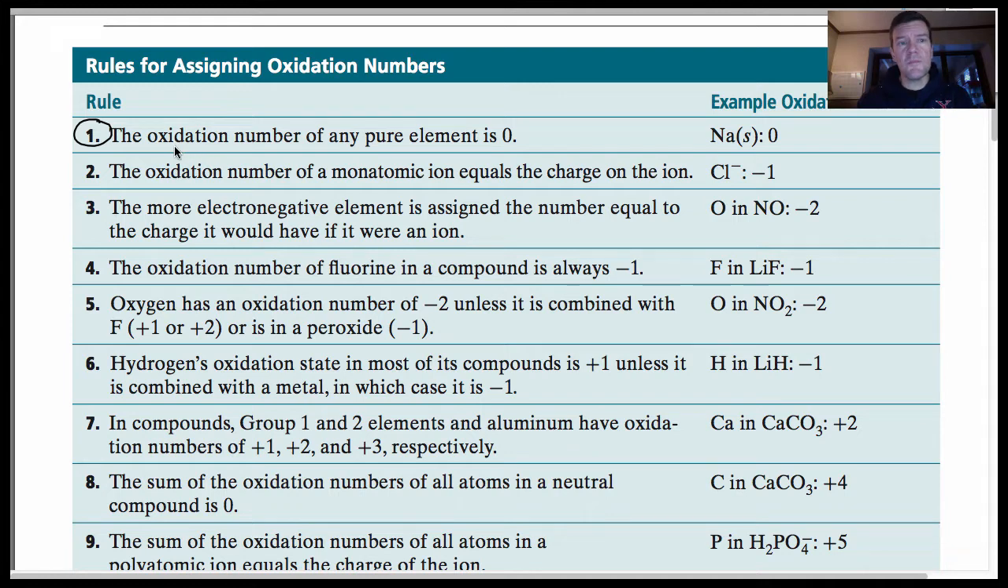Here's rule number one. The oxidation number for any pure element, just an element by itself, any element off of the periodic table. It's not an ion, it's just an element, just that symbol, is always going to be 0.